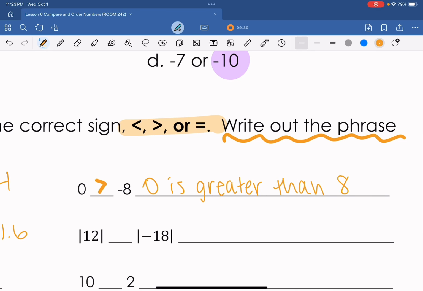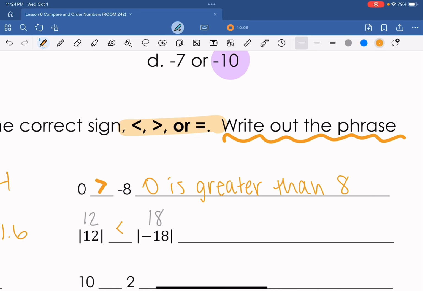Okay. The next two, I'm going to have to find the absolute value first. So to get to +12, I move 12 units, right? So 12 is the absolute value. And to get to -18, I moved 18 units. So I'm comparing 12 to 18. And if we're comparing those, 12 is less than 18 because 18 goes further to the right, so it is greater than.